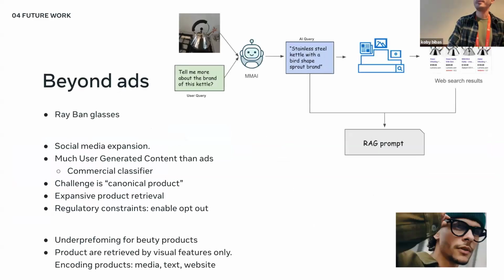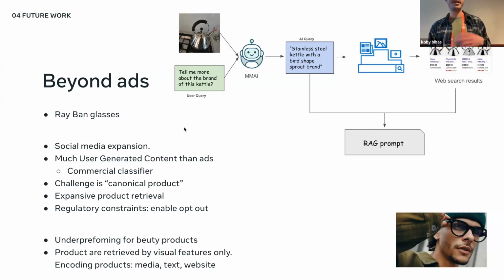Some of the future work of product recognition in Meta: we are collaborating with Ray-Ban. Ray-Ban introduced smart glasses with Meta. And a common question is, tell me about the brand of this kettle. What we do is apply the product recognition to the image that is captured by Ray-Ban, and the product information is then propagated to a RAG system that provides the answer for the user.